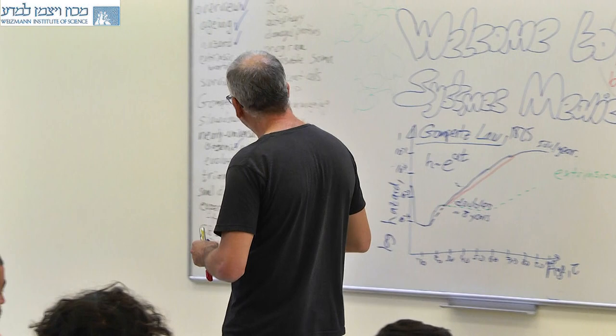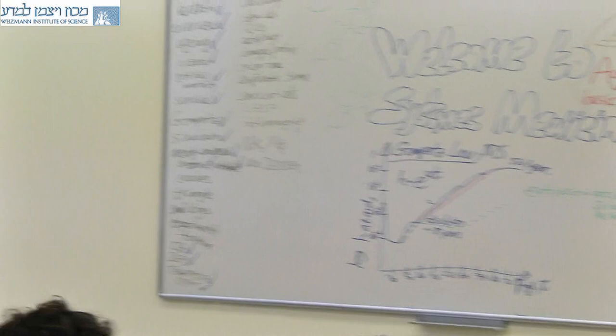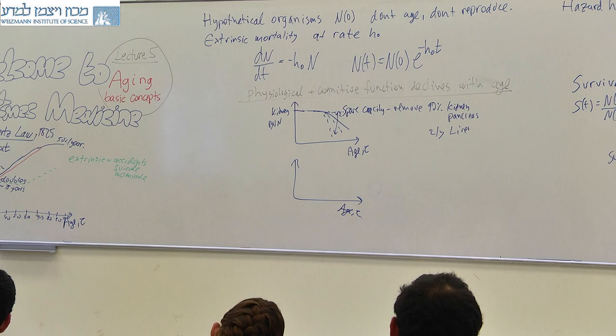After this, there was one more fun thing I wanted to do on the population level. I'm going to answer your question, but there's another fun thing I wanted to do with you. I want to erase this. Oh, here it is. Okay, I'm going to erase this.